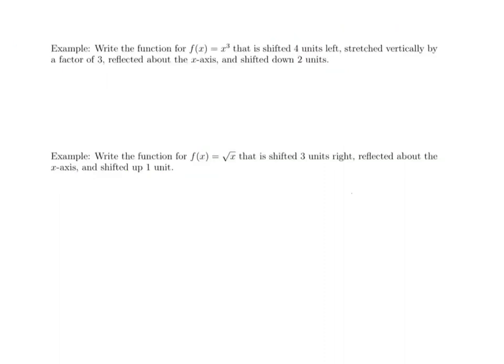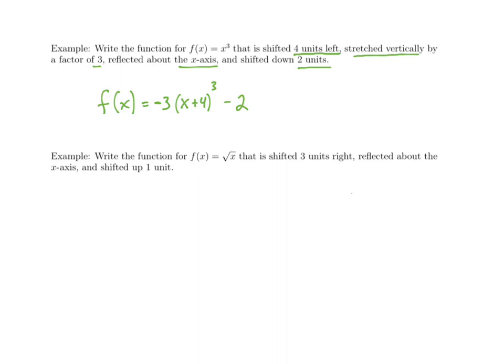And then let's look at these last 2 examples. The first one says, write the function for f of x equals x cubed that is shifted 4 units left, stretched vertically by a factor of 3, reflected across the x-axis, down 2 units. Okay, so we're going to say left 4 units, so that's going to be x plus 4 cubed. Stretch vertically by a factor of 3, so that is a 3 as a coefficient. Reflect about the x-axis, so the x-axis is going to be a vertical reflection, so that's going to be a negative in front, and then we're going to shift down 2 units. So that's what we'd get for that one.